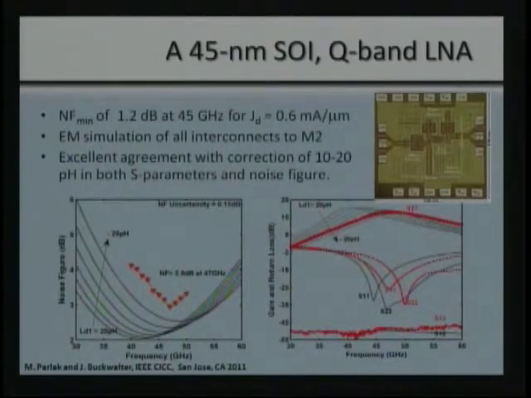I'd like to talk a little bit now about the 45 nanometer SOI process to give you some comparison to how well that process would compete with the SiGe. And these are just some brief anecdotes, things we've recently published and things we're about to publish.